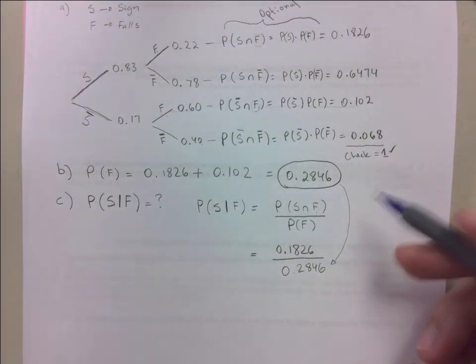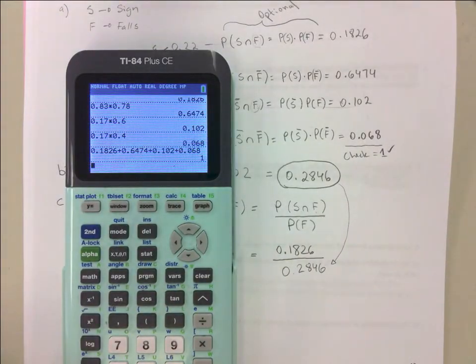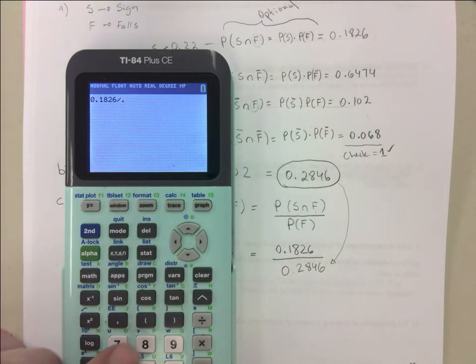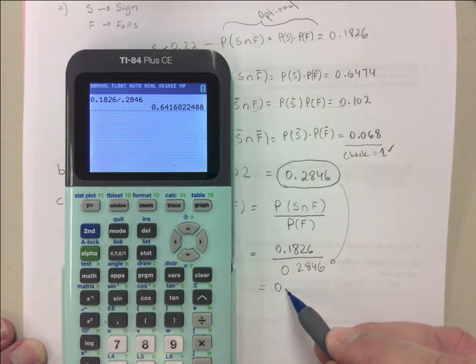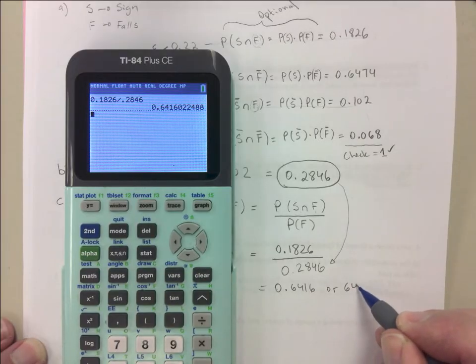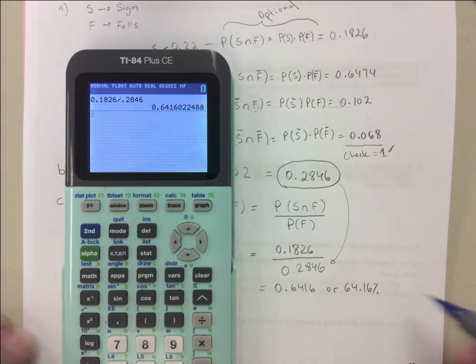And so basically divide these two numbers. 0.1826 divided by 0.2846. And there it is. It's 0.6416, or 64.16%.